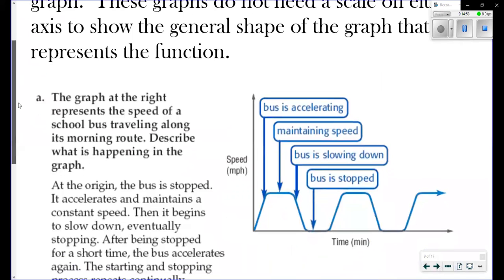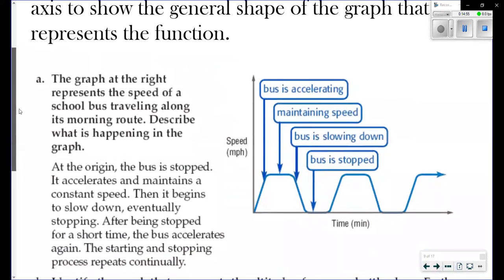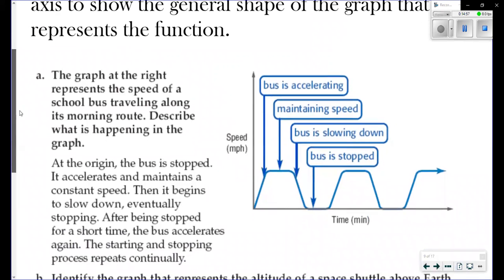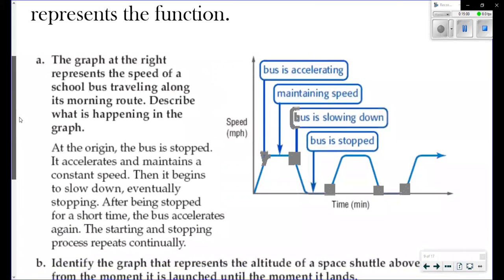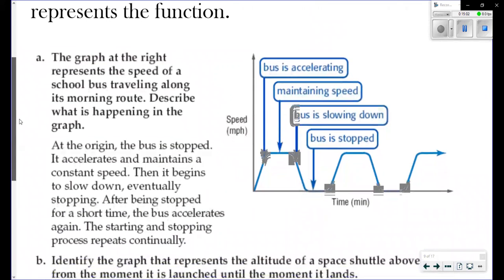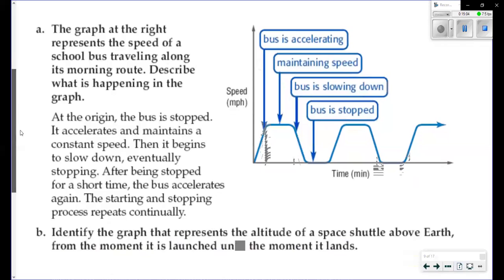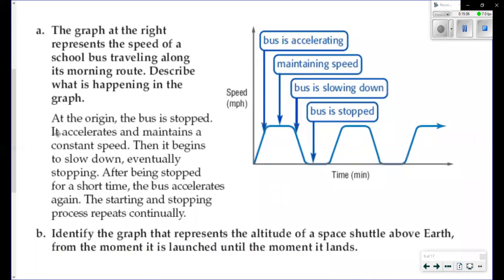So here, it says a graph at the right represents the speed of the school bus traveling along its morning route. Describe what's happening in the graph. So they already labeled what's going on. They said at the origin, the bus is stopped. Origin is (0, 0). It accelerates and maintains a constant speed.